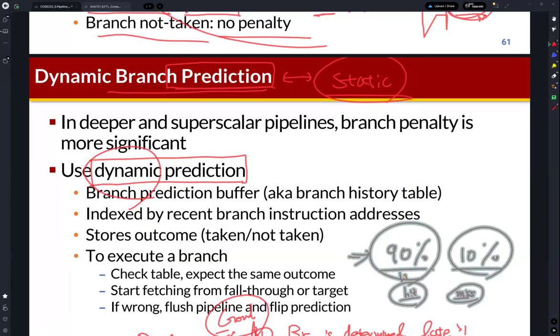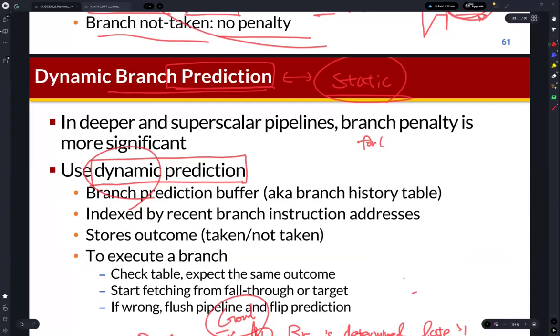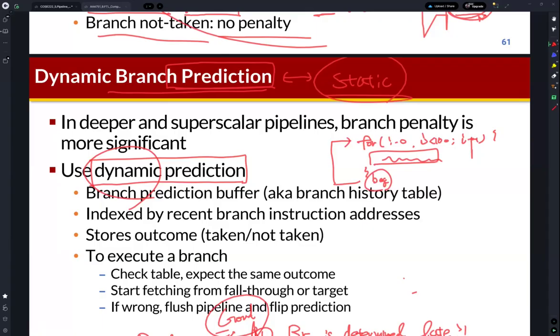Think about the for loop. For i is 0, i is less than 100, i plus plus, and then some code. This is the for loop, an example of a for loop. And I mentioned that the branch instruction is here, like some BQ, and if the branch is taken, then we return to the first instruction of this for loop.